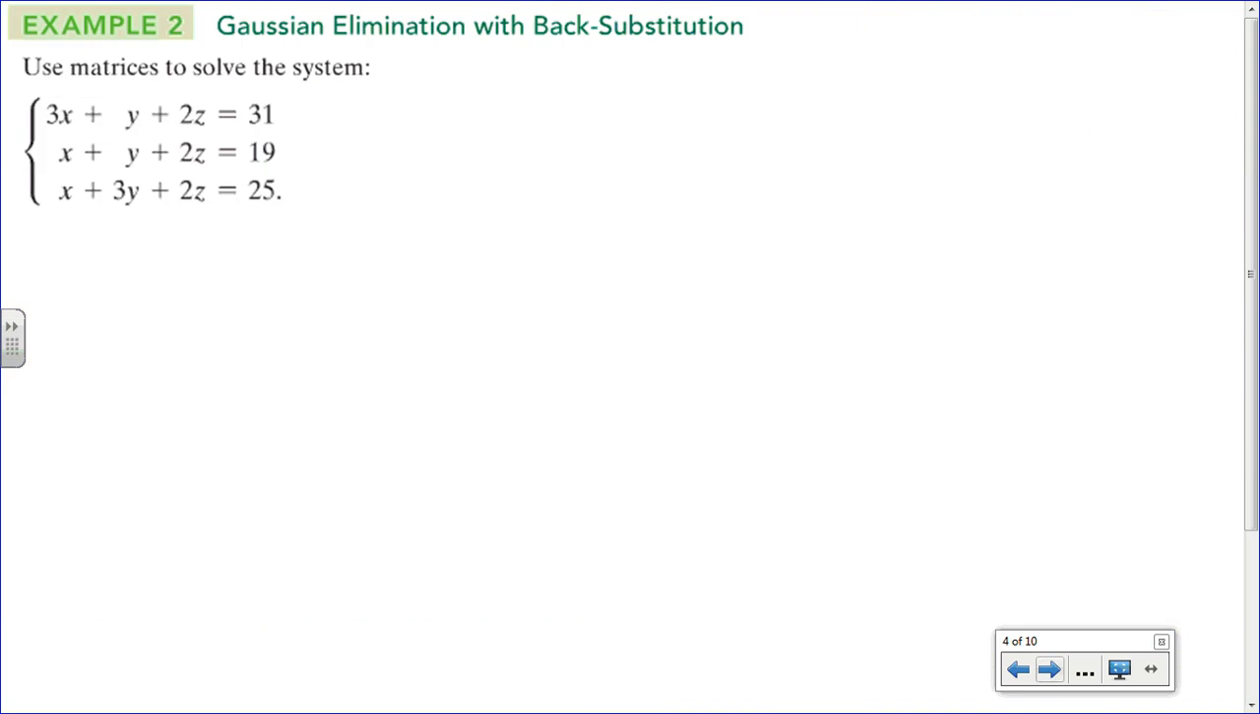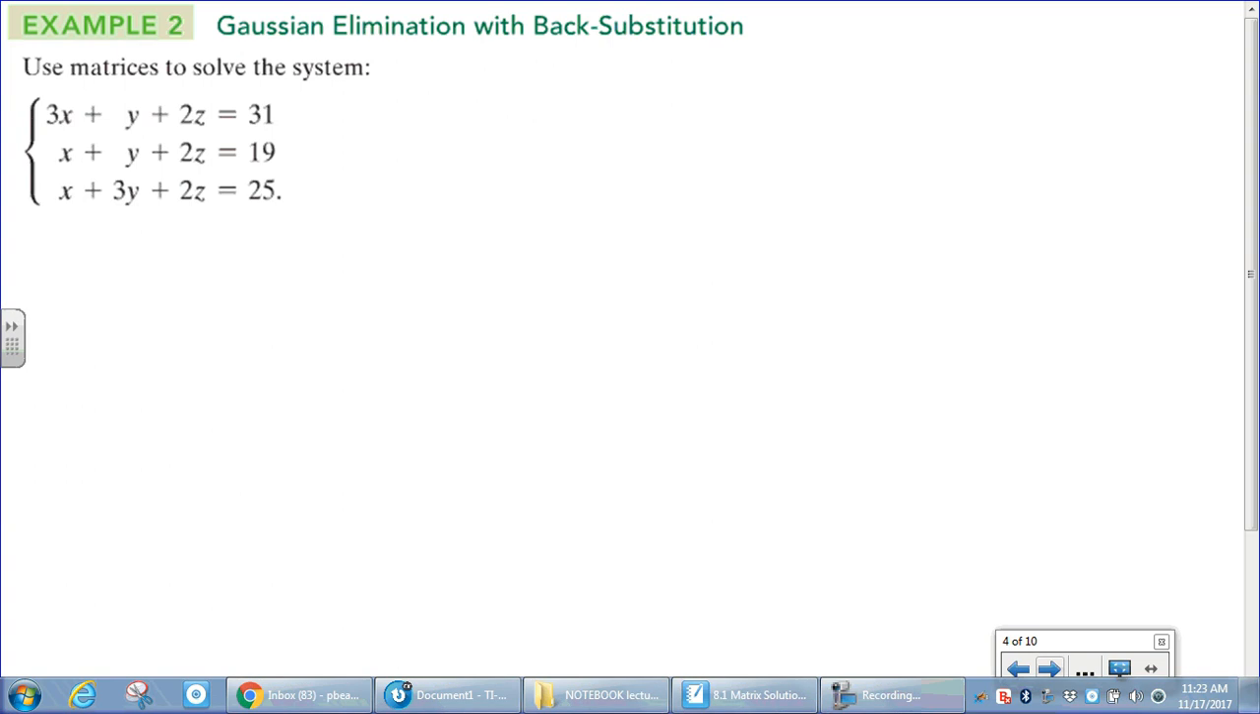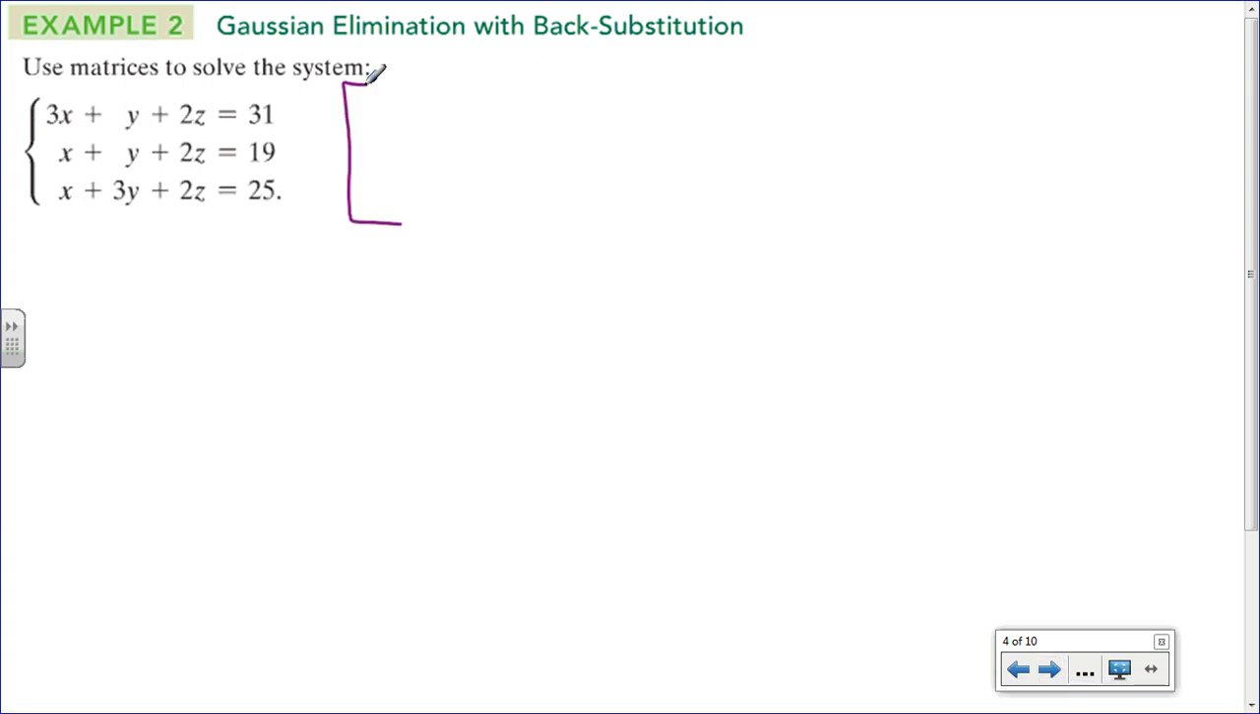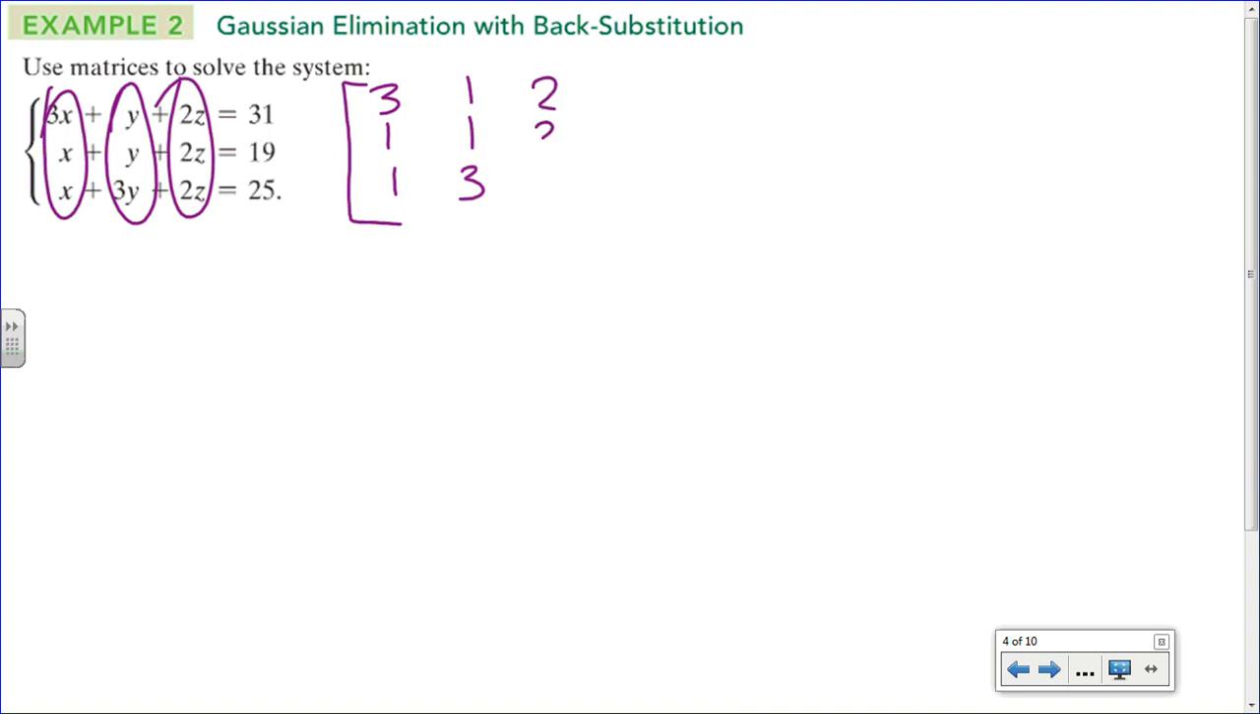You guys ready? Okay, so first step, we need to construct the augmented matrix. You have to make sure that you have all your x's, all your y's, all your z's, in order. Then you write the coefficients, 3, 1, 1, 1, 1, 3, and then 2, 2, 2, and then we have 31, 29, and 25.